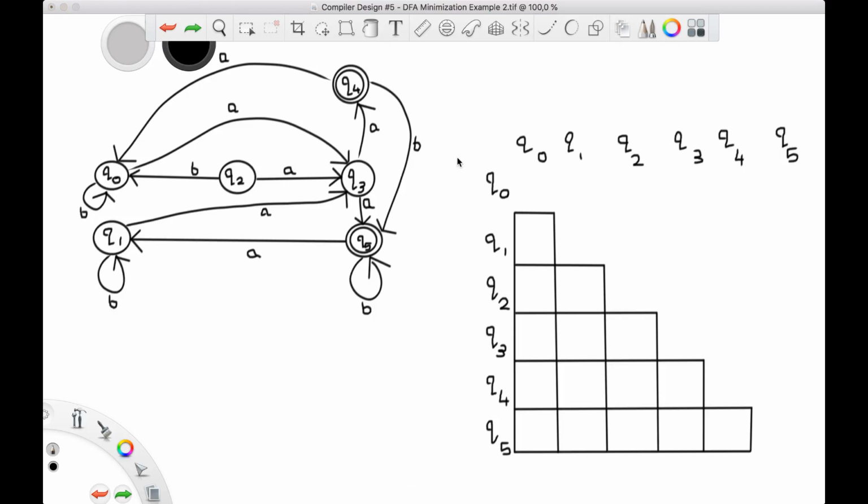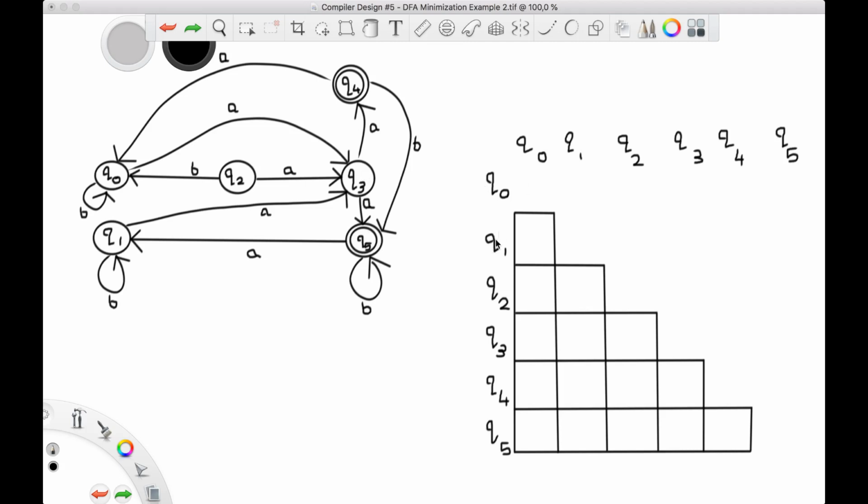We're going to be continuing where we left off with another DFA minimization example. This one's a little bit different though, maybe a tiny bit more complicated. We're going to do the exact same thing we did last time, which is to first tick all combinations on this table where one state is a final state and one state is a non-final state.